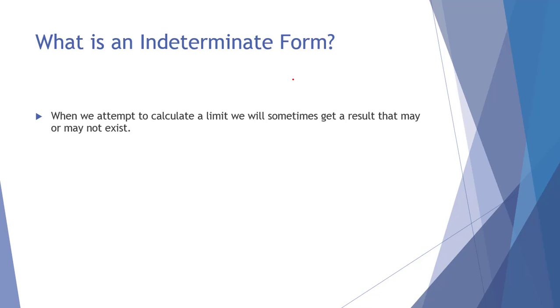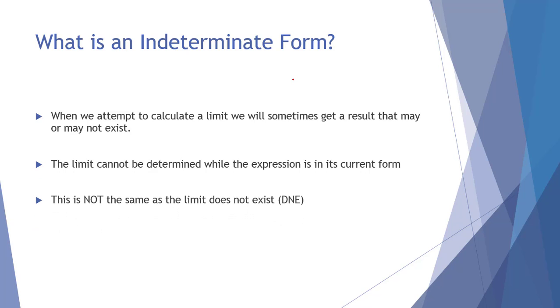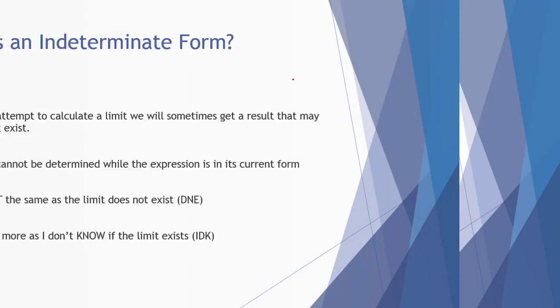But other times, when we're done calculating this limit, we're not actually going to know whether it exists or not. The limit cannot be determined while the expression is in its current form. That is not the same thing as meaning it doesn't exist. When we say that a limit is indeterminate, you don't want to think of it as DNE. You want to think of it more as an IDK. I don't actually know whether or not this limit exists. In order to determine if the indeterminate limit exists or not, we're going to have to work with it just a little bit more.